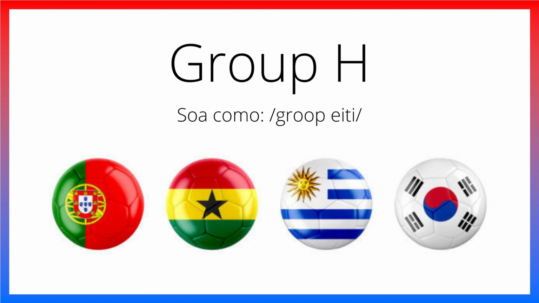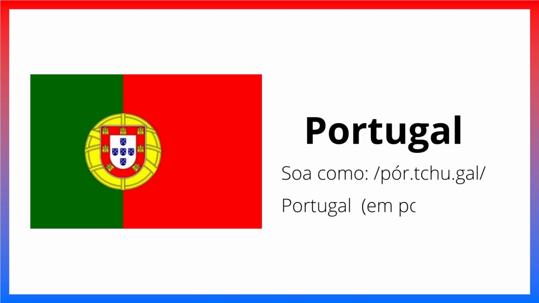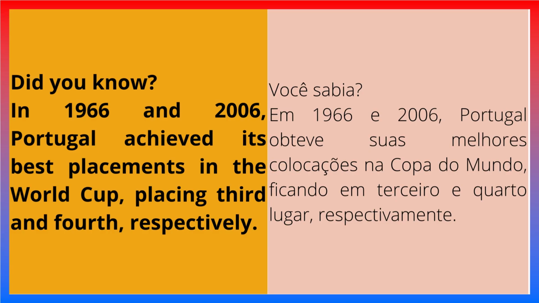Group H. Portugal. Did you know? In 1966 and 2006, Portugal achieved its best placements in the World Cup, placing 3rd and 4th, respectively.